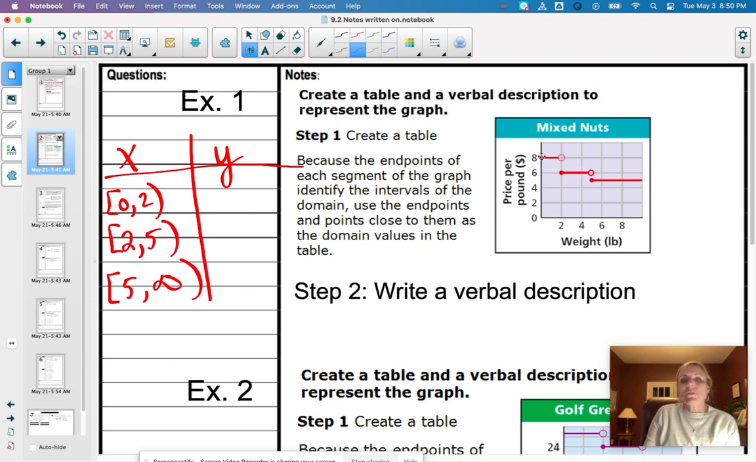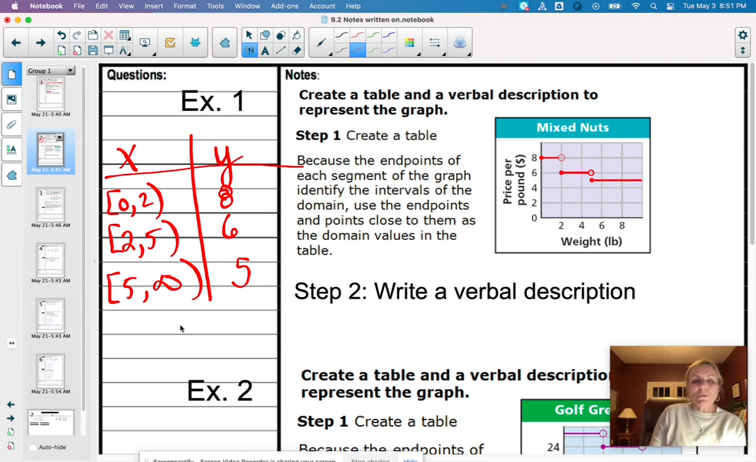And we're assuming a closed circle there. So the brackets are where the closed circles are. And the parentheses are where the open circles are. And the y values that go with this interval of x values is 8. 2 to 5 is 6. And 5 to infinity is 5.